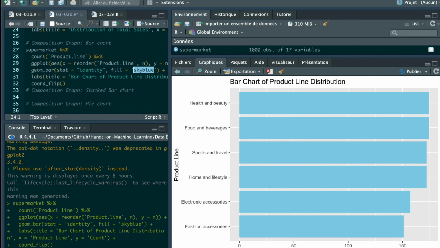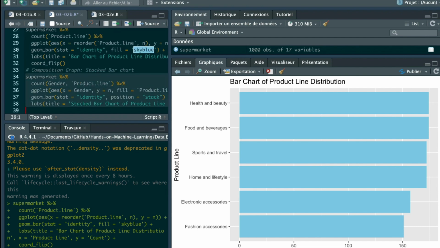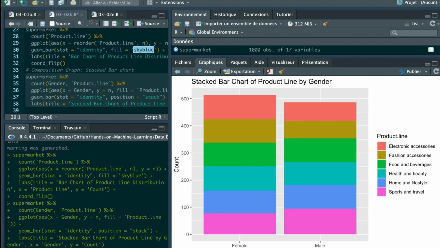For a more detailed composition graph, we create a stacked bar chart. This will show us the distribution of product line sales broken down by gender. Each bar in this chart is split into segments representing different product lines, allowing us to see how each gender contributes to the sales of various products. Stacked bar charts are great for showing composition, but be careful. Too many segments can make them hard to interpret.